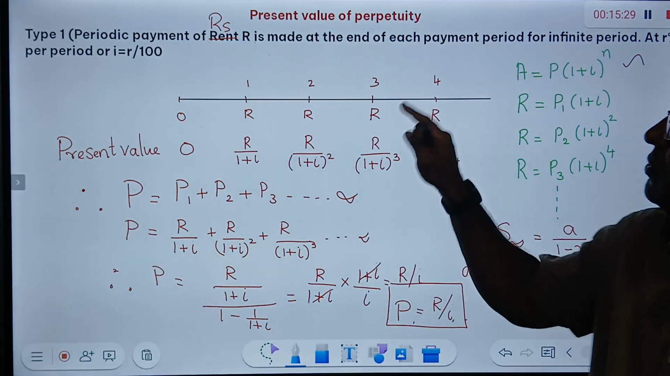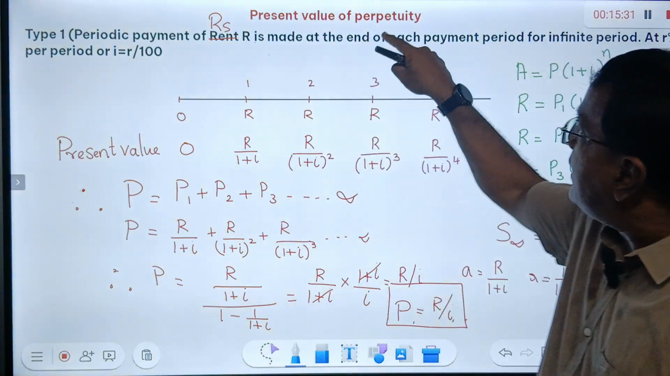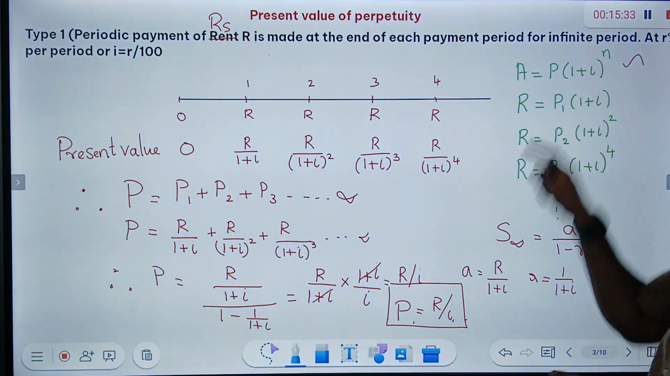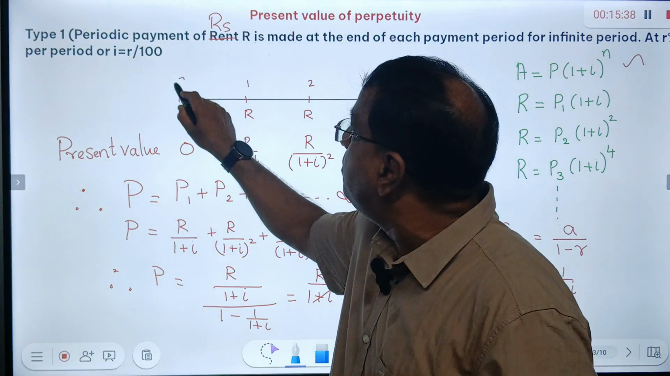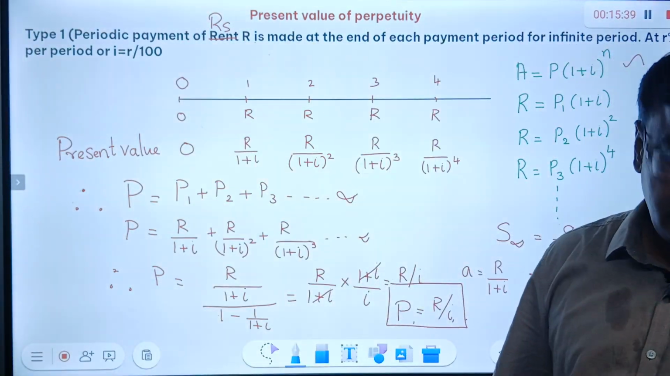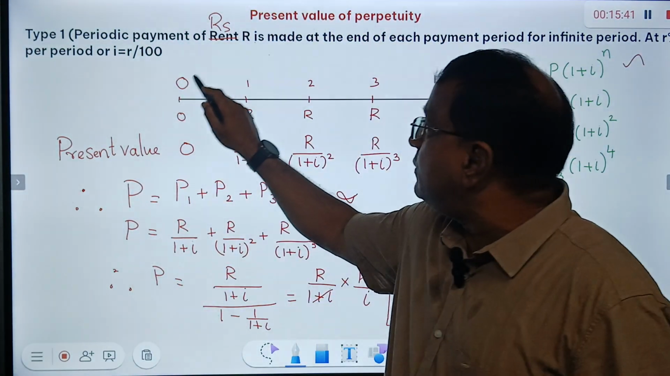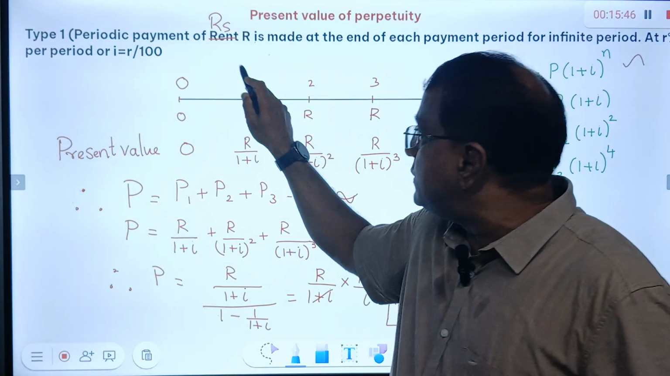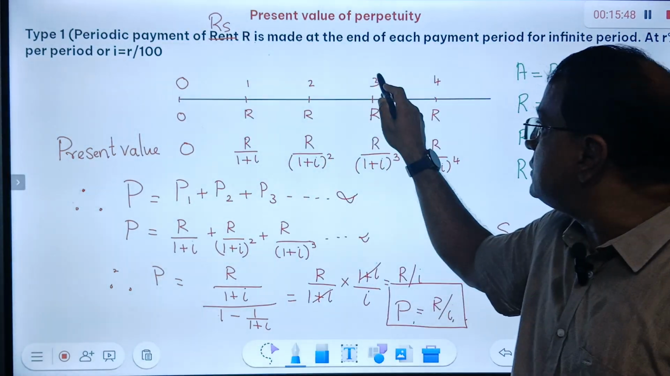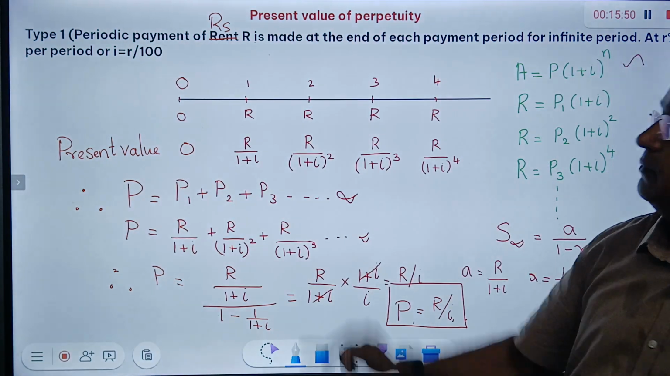Okay, so here the payment is made at the end of each payment period, and it is made forever. Now here, this is the beginning, 0, at present. This is the first period. It can be 1 year or 6 months, we don't know. This is the second period, this is the third period, and this is the fourth period.